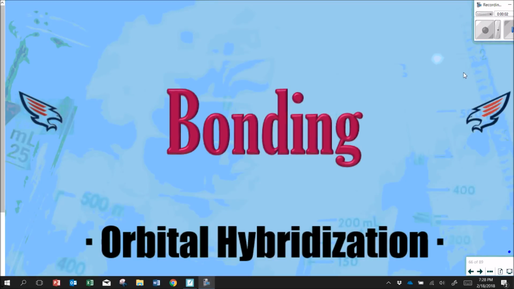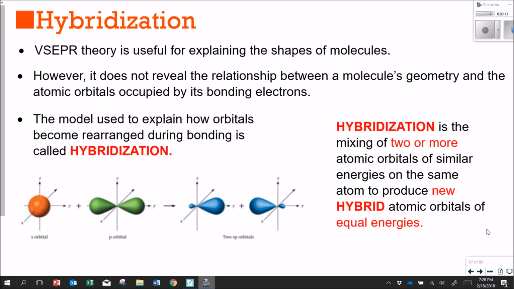This is Ms. White, and in our fifth bonding video, we are looking at orbital hybridization. The VSEPR theory is useful for explaining the shapes of molecules, but it does not reveal the relationship between a molecule's geometry and the atomic orbitals occupied by its bonding electrons. So the model used to explain how orbitals become rearranged during bonding is called hybridization.